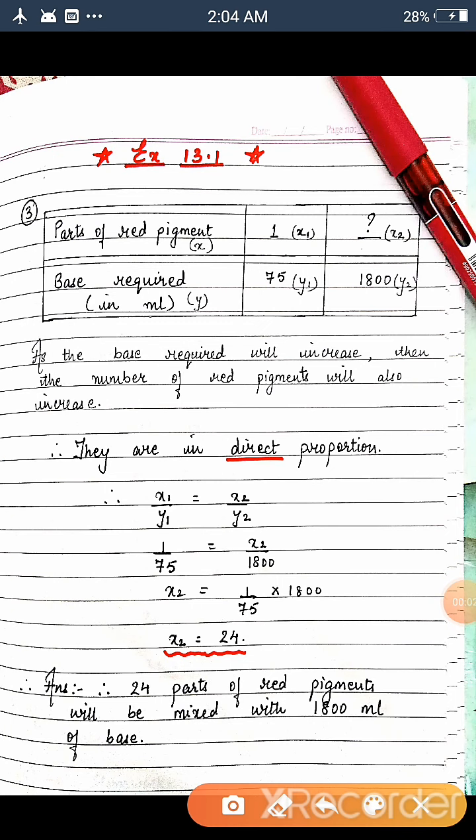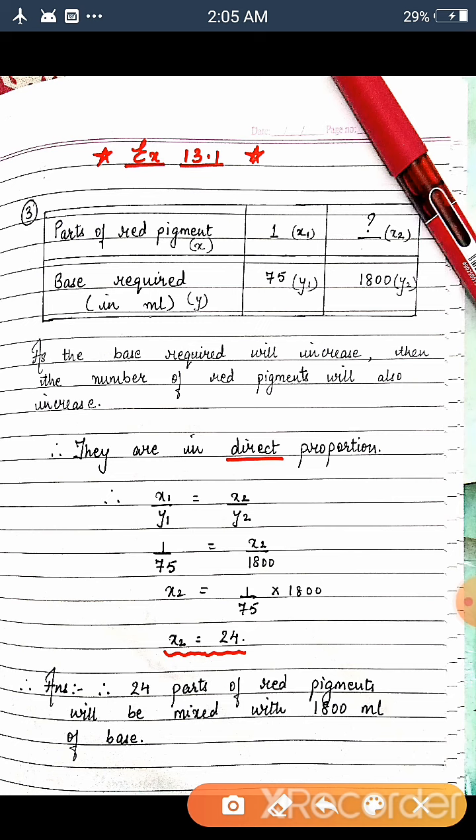Now children, let us start with question number 3 of exercise 13.1. Here they are saying that if one part of a red pigment requires 75 ml of base, how much red pigment would be mixed with 1800 ml of base?